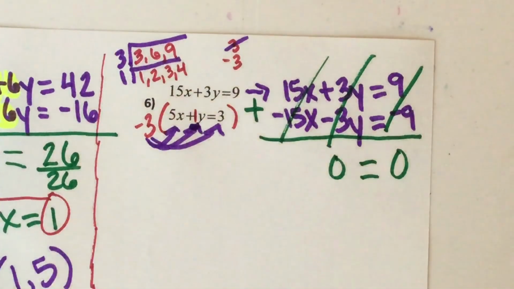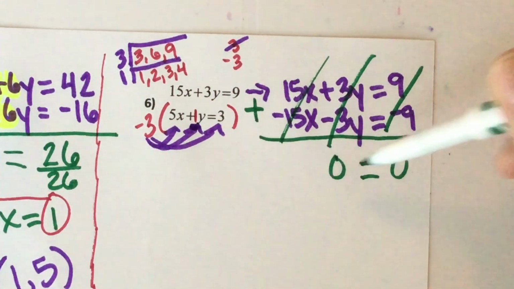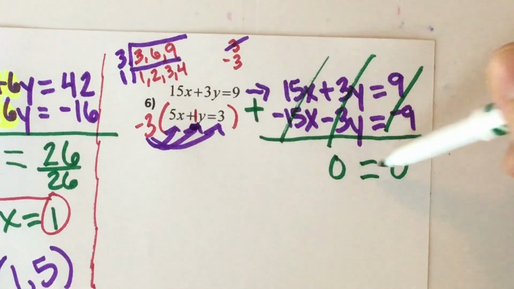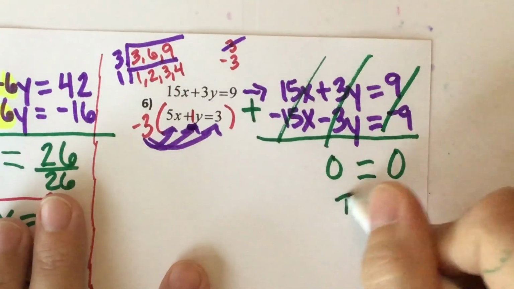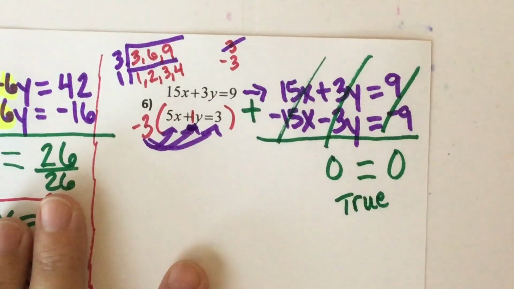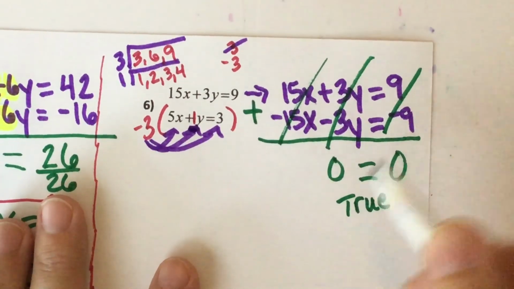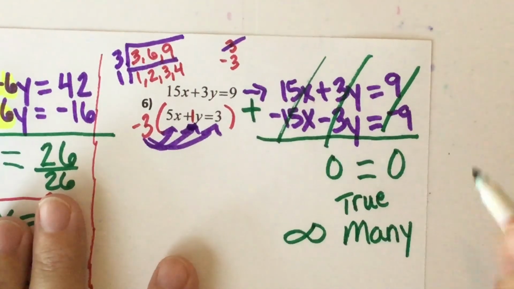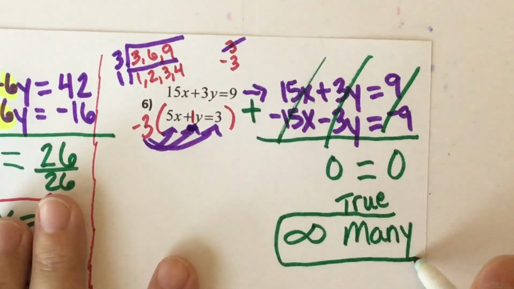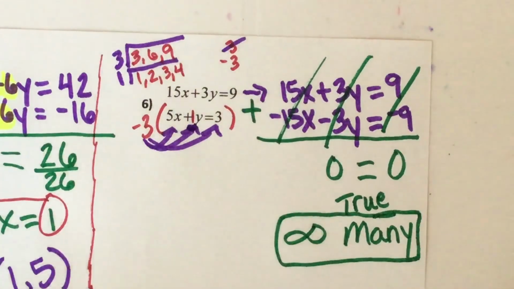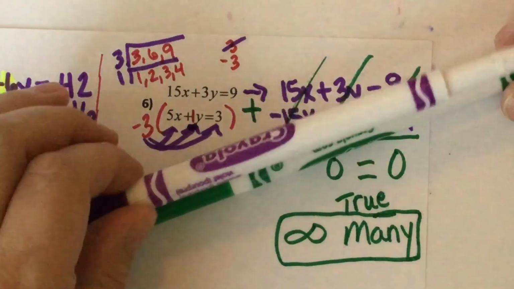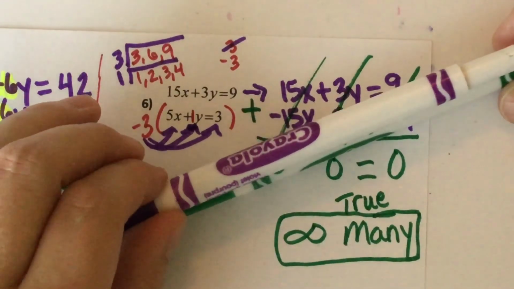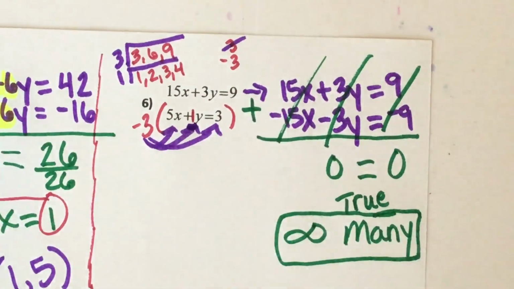Okay, so sometimes variables disappear. When variables disappear, you either have a true statement or a false statement. Does 0 equal 0? Yes, this is true. So you can either write all real numbers or infinitely many. I would take either thing. That means if you were to graph these two lines, they would be coinciding. They'd be on top of each other, touching everywhere. So that's why there are infinitely many solutions.